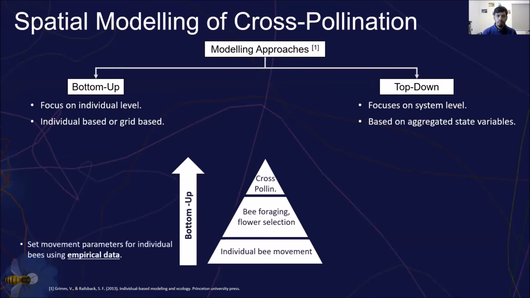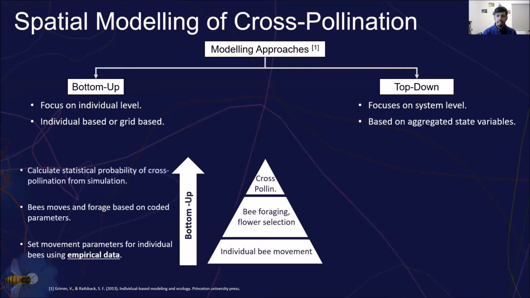In the bottom-up approach, we start with the individual bee movement. Here we can use empirical data to code parameters such as turn angles and step lengths to individual bee movement. The bees in the simulation will then move based on coded parameters to forage and pollinate flowers. We can calculate the statistical probability of cross-pollination from the simulation. Finally, the calculated probabilities can be compared with empirical data to calibrate the model to better reflect the real world.